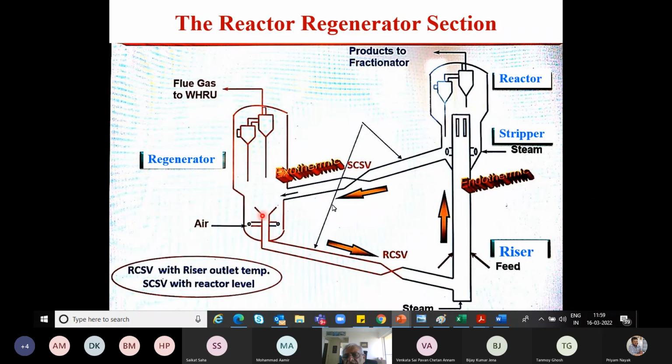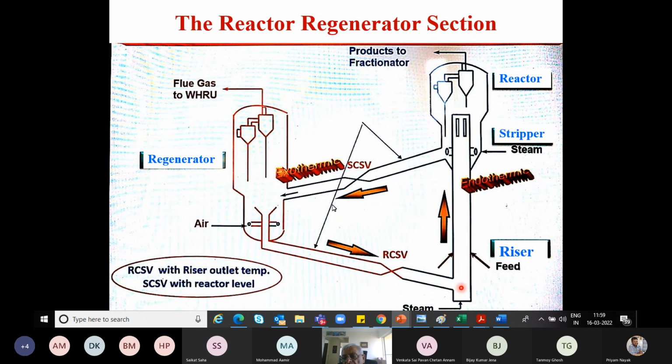And so basically, the catalyst, which is coming from the regenerator, is pretty hot. It is almost at a temperature of the order of 680, 690 degrees Celsius, around 700 degrees Celsius. And that comes and we inject feed here, the LVGO and the HVGO. We put steam at the bottom to keep this catalyst in a fluidized state. So as it comes through, it meets the feed and it vaporizes the feed.